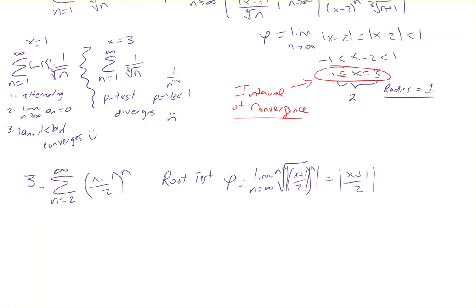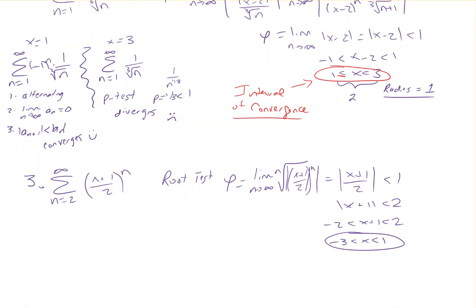They go away, and you're just going to get this. And that makes sense, right? That's what the root test does. It kind of takes out the nth root and the power of n. They cancel each other out. And we want this to converge. We want this to be less than 1. So we get to do some absolute value work again, which is awesome. And now we know that our interval of convergence is that.